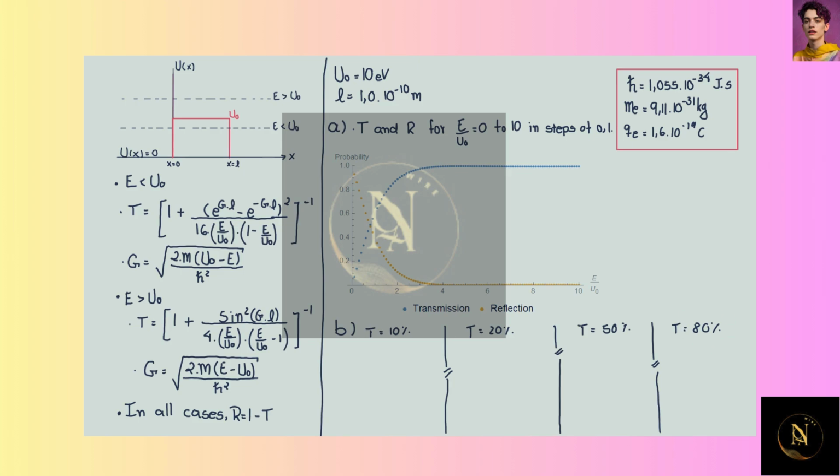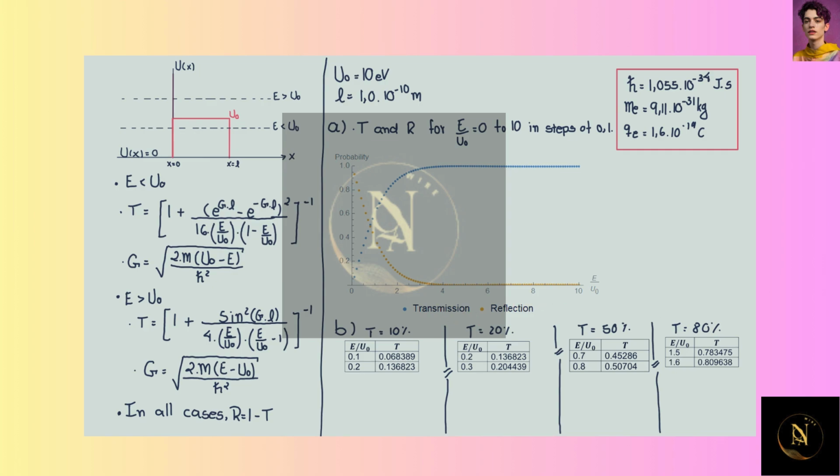By doing that, you should get the following values. It means that, for instance, E divided by U0 equal to 0.1 makes T just smaller than 10%, which is this value. And E divided by U0 equal to 0.2 makes T just bigger than 10%. And this way of thinking is the same for all other values of T.